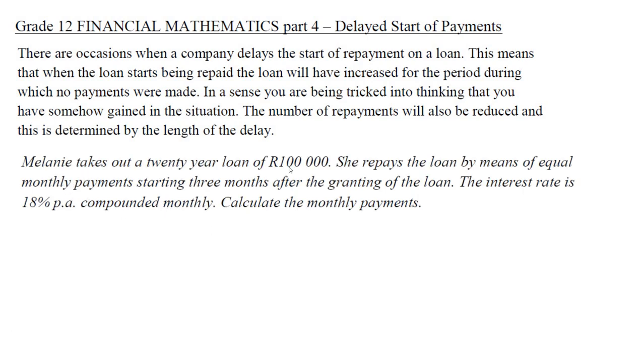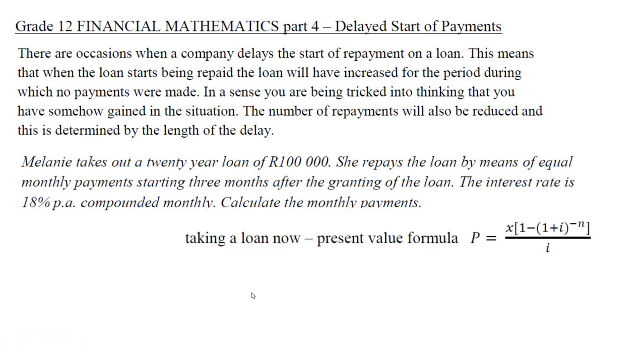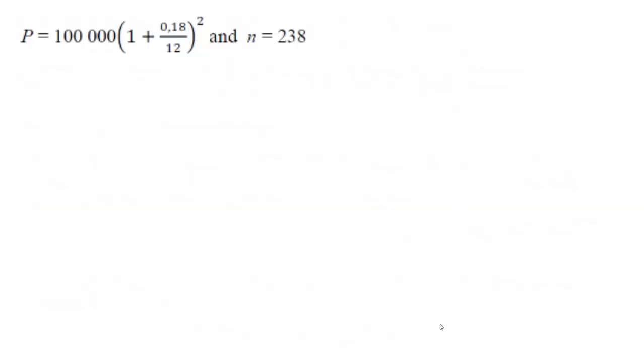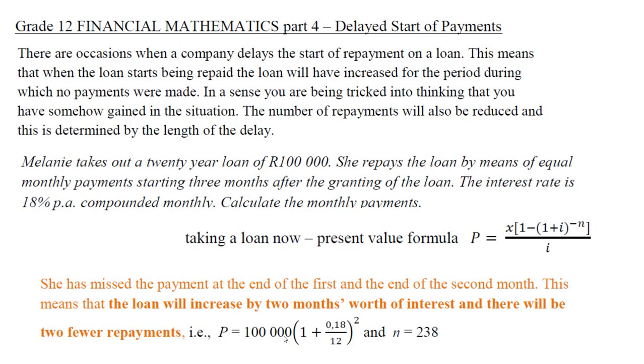So imagine Melanie takes out 100,000 Rand, and she's going to make equal monthly payments starting 3 months after granting the loan. The interest rate's 18% compounded monthly. Calculate the payments. Well, the key thing now is, you're using the present value formula, but you have the loan of 100,000, and you're going to have to do something with that loan.